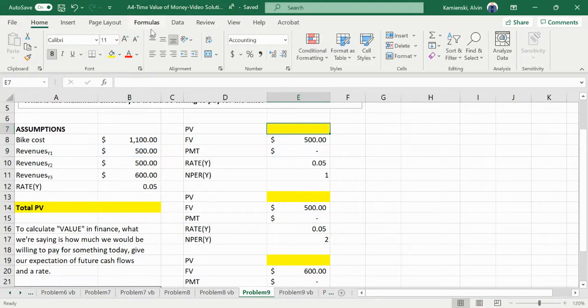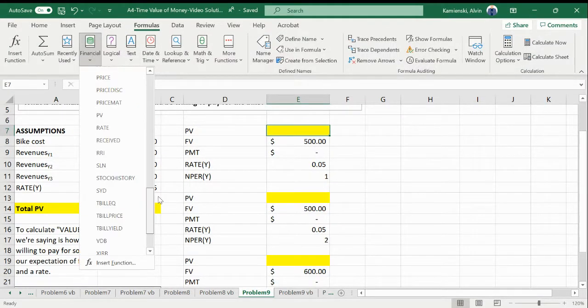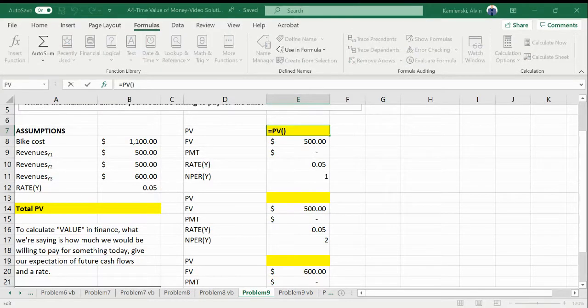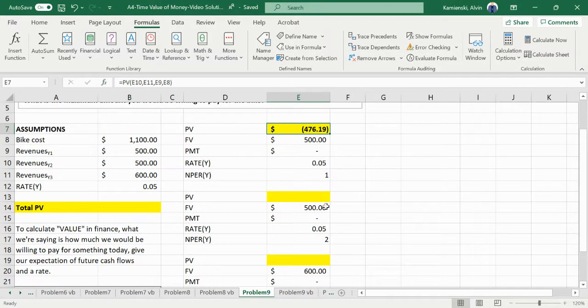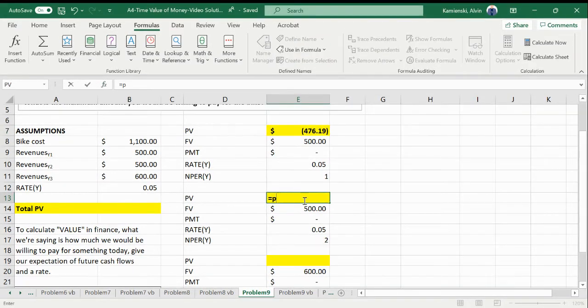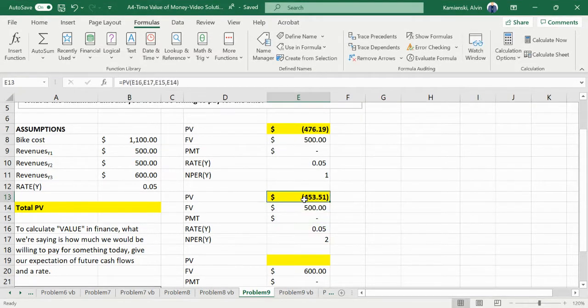So what is the formula, financial PV, or present value, at a rate of 5% per year when the number of periods is 1 year, when I don't receive a regular payment but instead could get $500? The value of that to me is $476.19. How about the second $500, at a rate of 5% when it's 2 years away with no payment? If I get $500 in 2 years, that would be worth $453 to me right now.